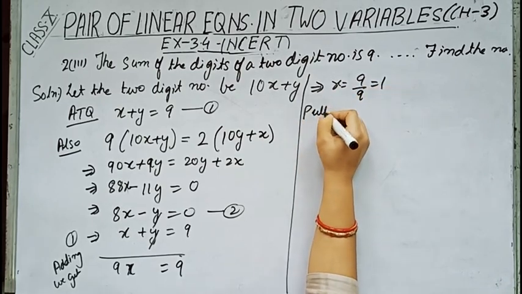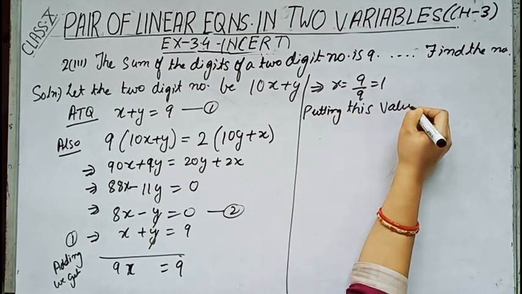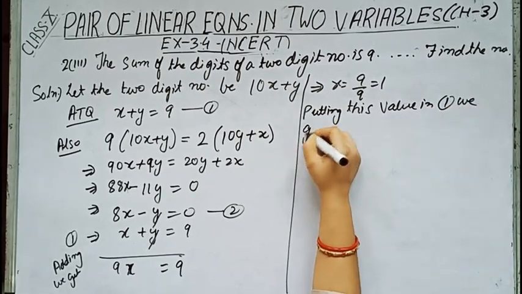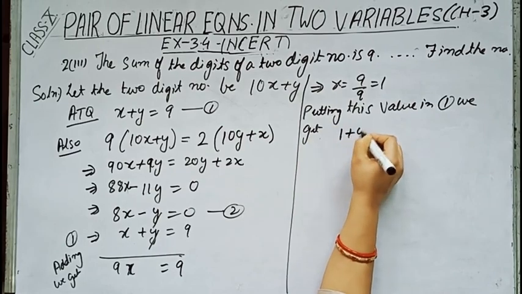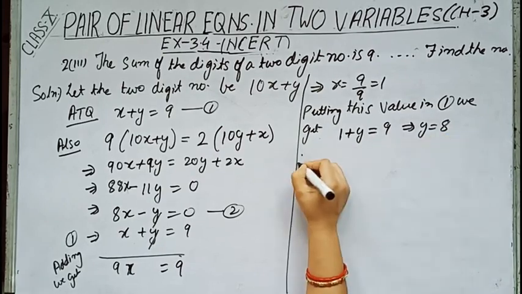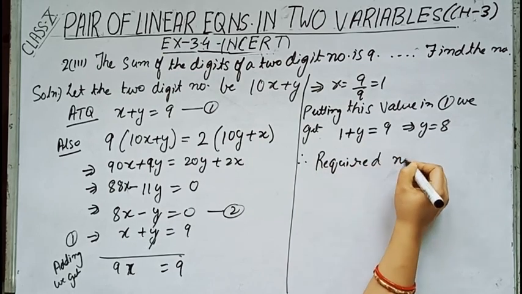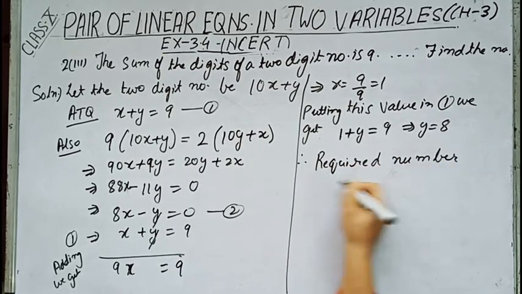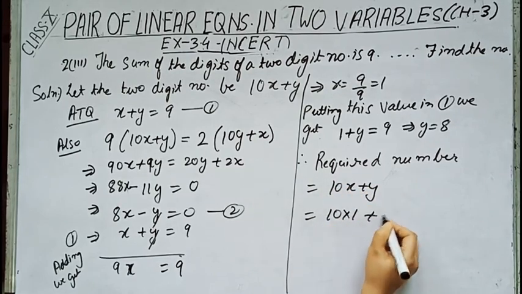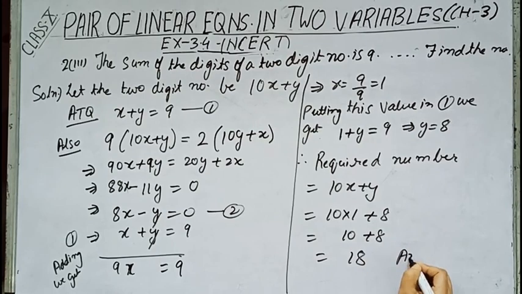Now putting this value in 1, we get 1 plus y equals 9. This implies y equals 8. Therefore, the required number equals 10x plus y equals 10 into 1 plus 8 equals 10 plus 8 equals 18. Answer.